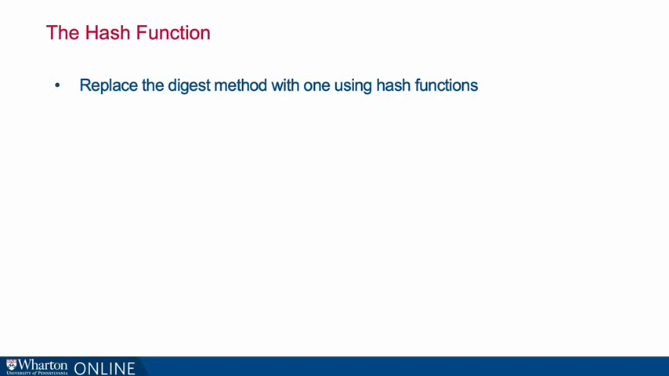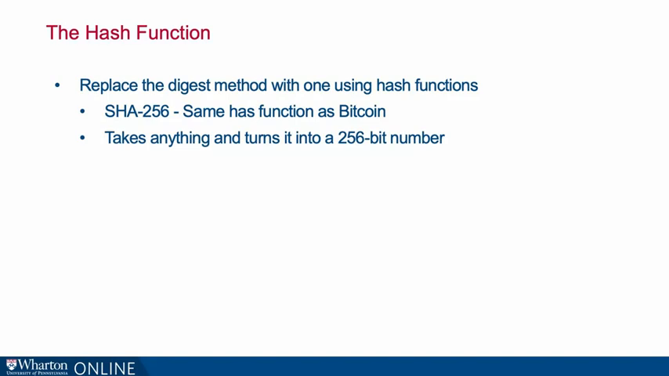So here I created the digest. It wasn't a very clever digest. But what's going to happen now is that the hash function is going to create the digest. So let's see very specifically how this works. We're going to replace my digest method with one using hash functions. I'm actually going to use the same hash function as used in Bitcoin, which is called SHA-256. It will take almost anything that you can type up and turn it into a 256-bit number.